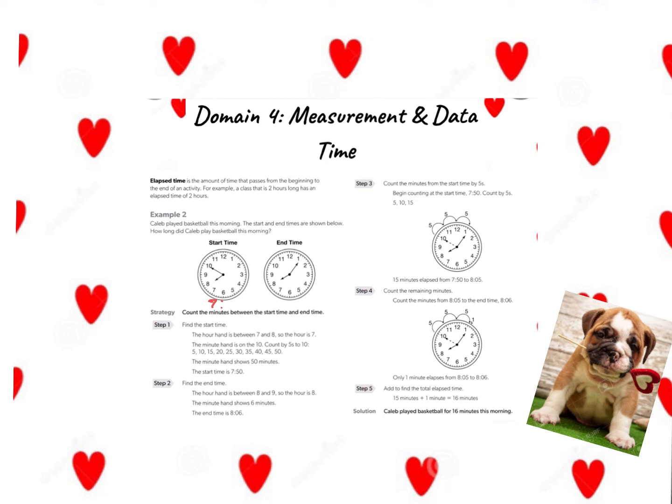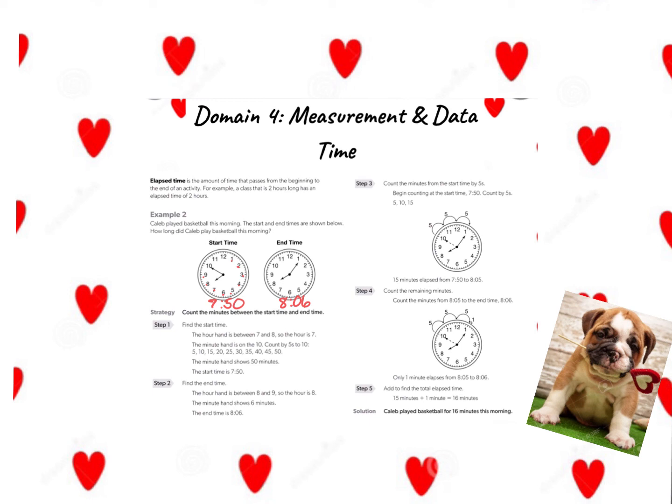And count by 5s till you get to the 10. 5, 10, 15, 20, 25, 30, 35, 40, 45, 50. So we have 7:50. And then it goes till 8:05. Very good. And it's one little notch past it, so we would say 8:06. So we have 7:50 to 8:06.